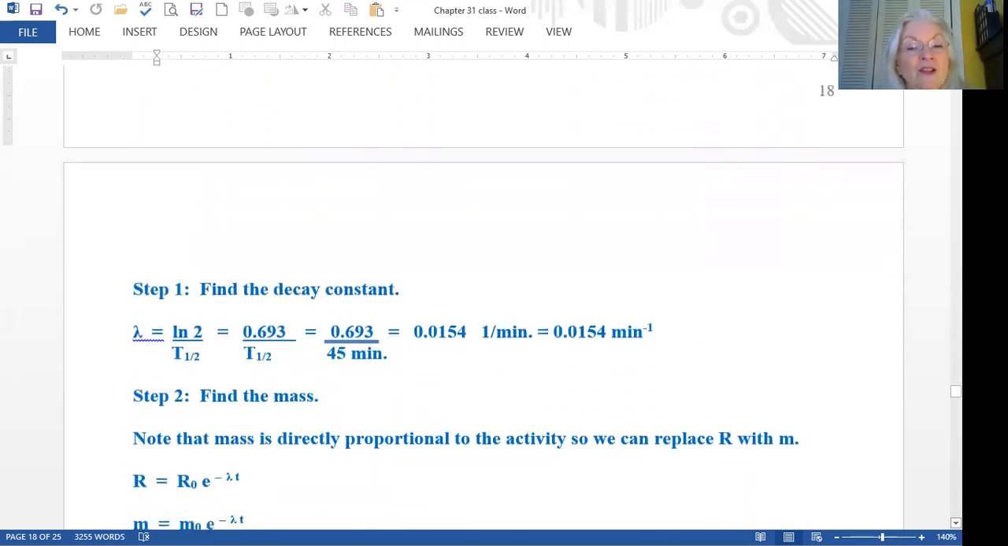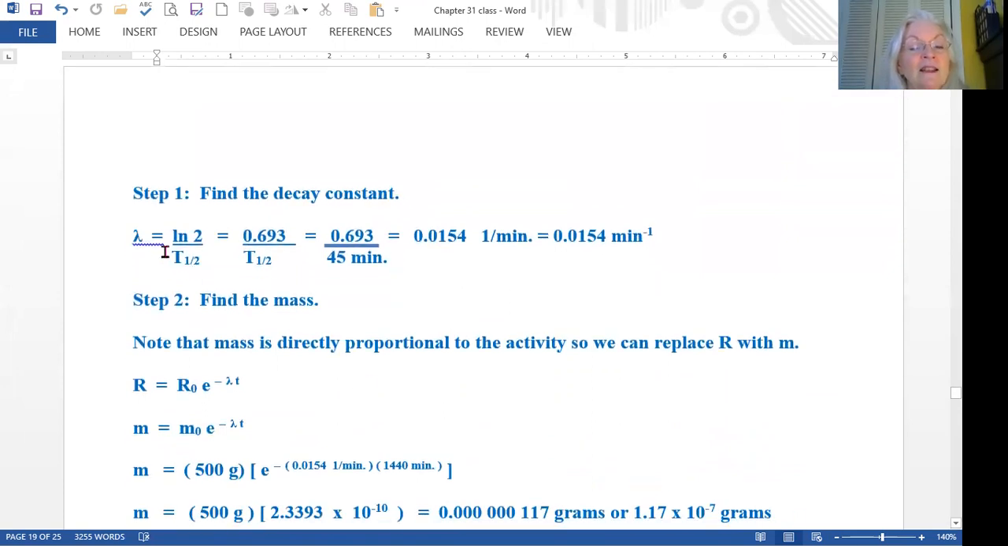So as you can imagine, the first thing we do is find the decay constant. So lambda is going to be the natural log of 2 over the half-life. So 0.693 over 45 minutes, which will give us 0.0154 minutes to the minus 1. And now we can find the mass. Remember, we said that the mass and the rate of decay are proportional. So we can take this R equals R0 e to the minus lambda t, and replace R's with M's. And you can use big M's or little m's. It does not matter.